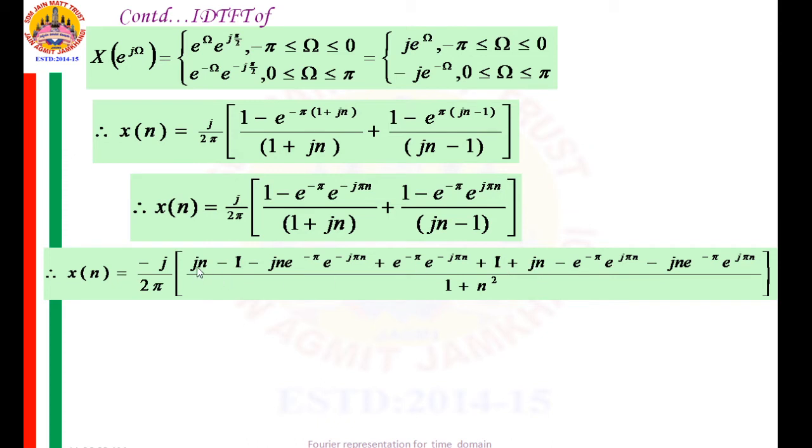This Jn and this Jn is 2Jn, and next if you observe keenly here, this e raised to minus pi, if you take common from this term and this term, you will remain with e raised to minus j pi n minus e raised to plus j pi n. So you take common minus e raised to minus pi outside, so that you will remain with e raised to plus j pi n minus e raised to minus j pi n. And from this term, if you take common minus j n e raised to minus pi, from this term and this term, you will remain with e raised to j pi n plus e raised to minus j pi n.